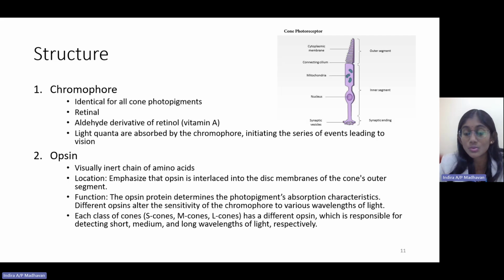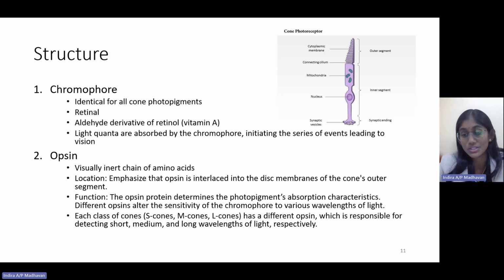This is the reason why it is always recommended for patients to consume vitamin A for the eye. Consuming vegetables or fruits which contain vitamin A will help to maintain the chromophore in the eye. And the light quanta, the light that is absorbed by the chromophore, initiates the series of events leading to vision.